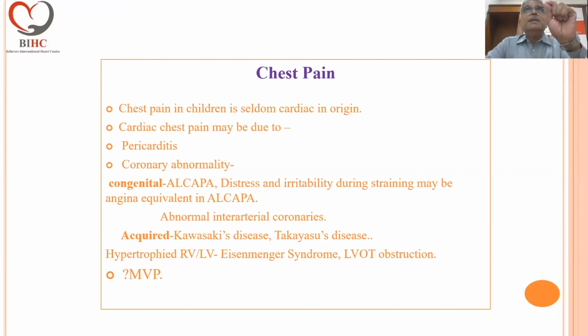The commonest chest pain in a child is muscular in origin. A hypertrophied right ventricle or left ventricle, as in Eisenmenger syndrome or LVOT obstruction, severe RVH or severe LVH, the hypertrophy outstrips the capillary density. As a result, there is ischemia. This can also be a reason for chest pain.